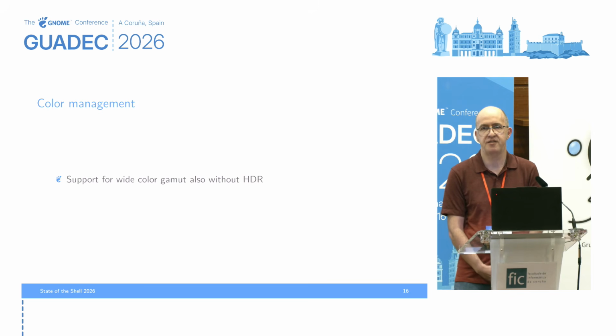So at the moment it's only available via the gdctl command line utility. It's not exposed yet in the Control Center display settings, but I hope that will come at some point as well.